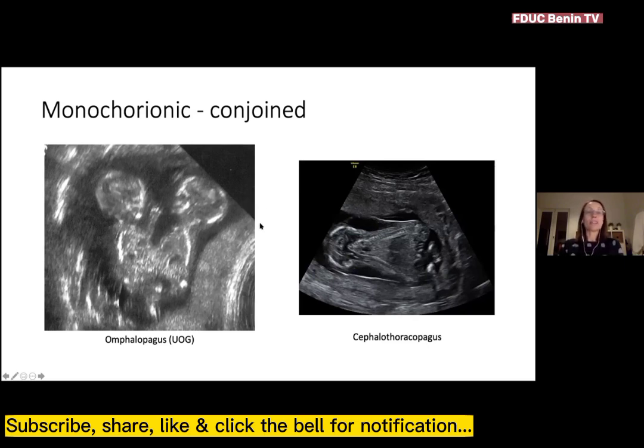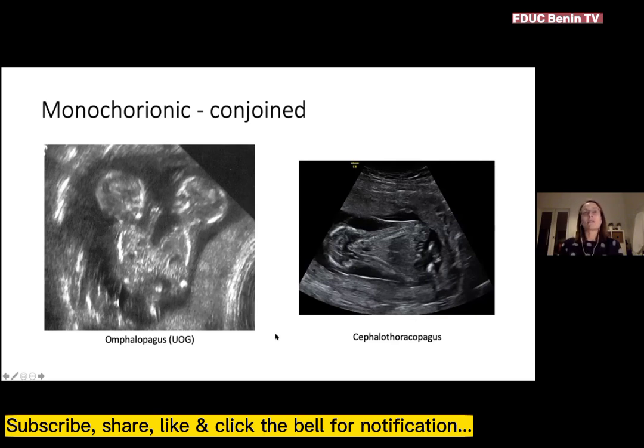They can be joined at any part of the body, really. This image on the left is from the White Journal and is one of the more common forms of conjoined twins, which is omphalophagus, and this is quite a rare form of conjoined twins that I saw a few years ago, which is joined at the head and the chest.